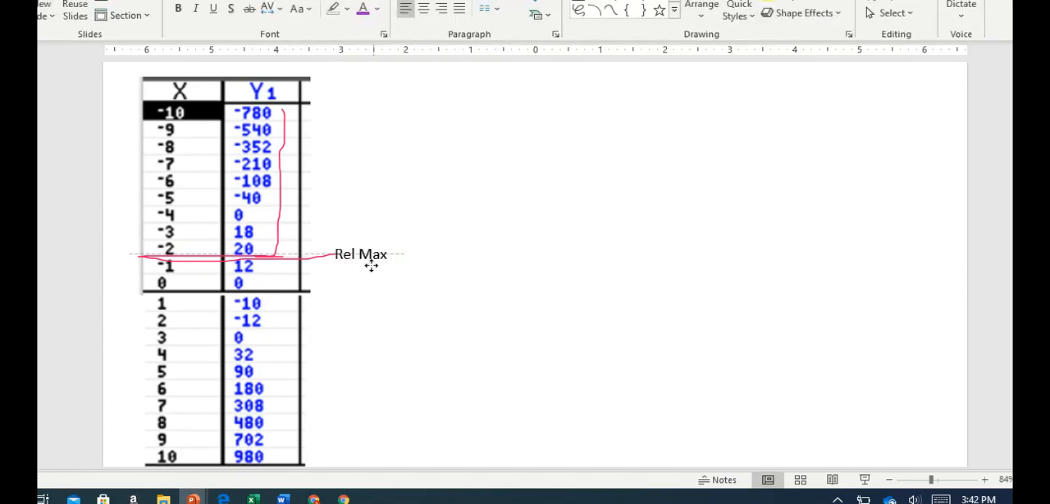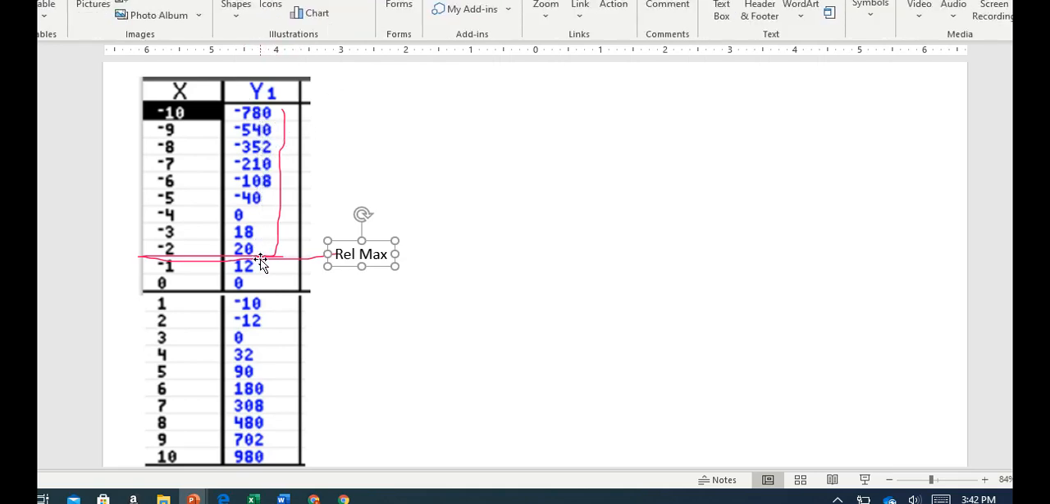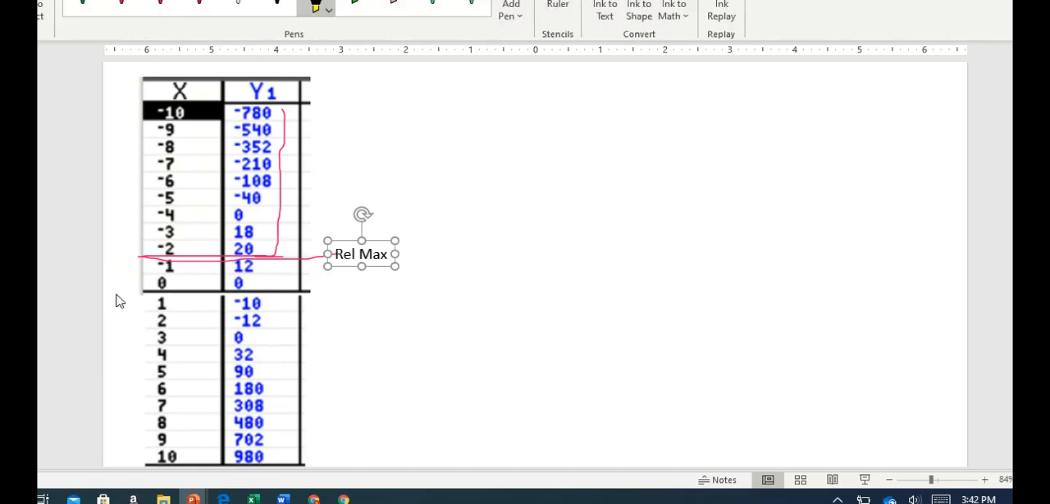Again, how did I get that? So from negative 780 to negative 540, all of these numbers are increasing until we get to 20, and then they decrease when x is negative 1. And then we keep going again. The y value is 12, 0, negative 10, negative 12. So these are all decreasing.